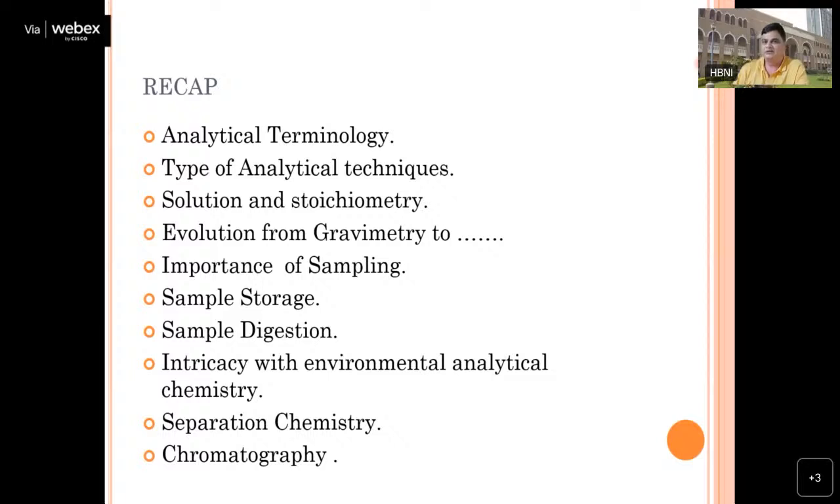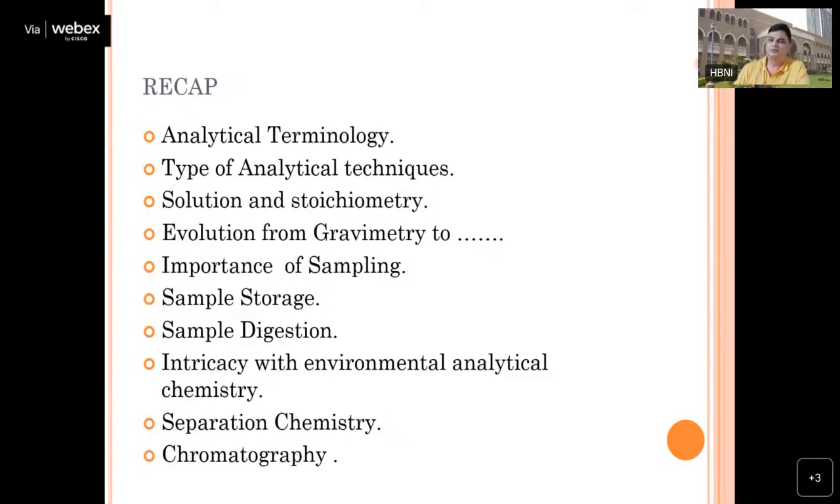Then we discussed the various separation chemistry steps: ion exchange, solvent extraction, and then chromatography. Because once you find that an analyte is there, how do you use various methodologies to separate out the major matrix interference? In this case, I gave you an example where we want to analyze iron and aluminum in a uranium sample. So how to remove the major matrix, that is uranium? We took the help of solvent extraction. In this case, we removed all the uranium from the samples by using tributyl phosphate.